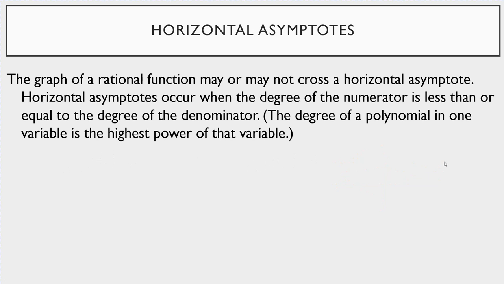Horizontal asymptotes occur when the degree of the numerator is less than or equal to the degree of the denominator. Okay, so just remember the degree of a polynomial in one variable is the highest power of that variable. So for example, something like 3x to the fourth power plus 7 over 4x to the fifth power plus 8. Okay, notice the degree of the numerator is 4, the degree of the denominator is 5, so it's less than, so we'll have a horizontal asymptote.